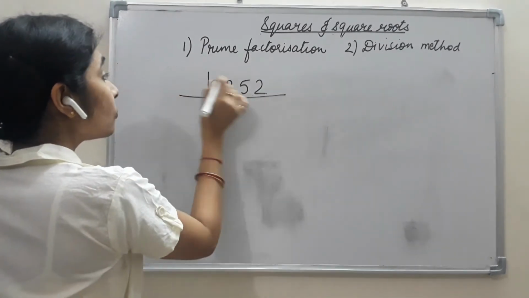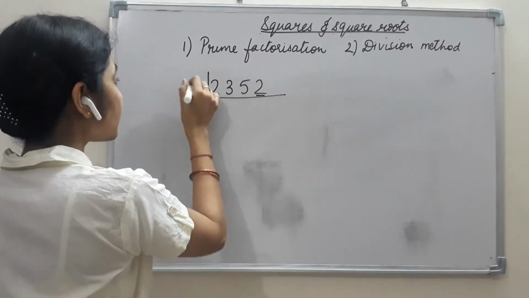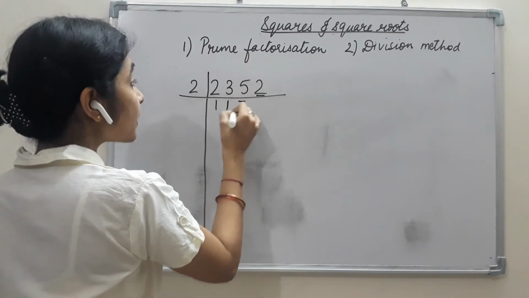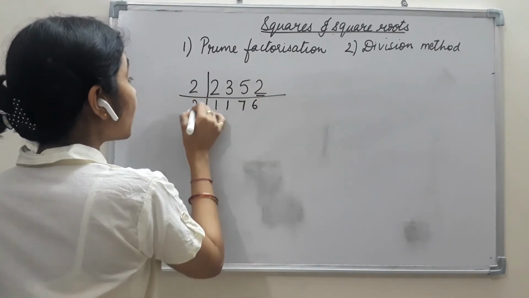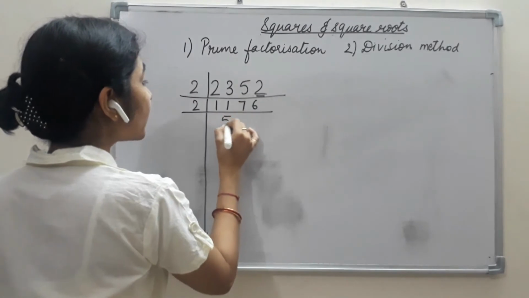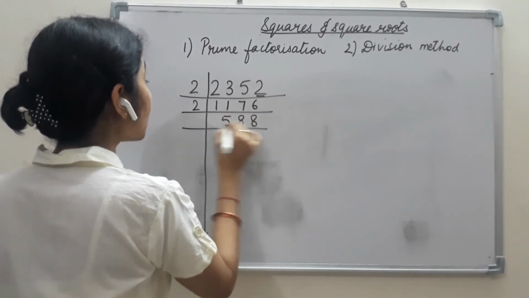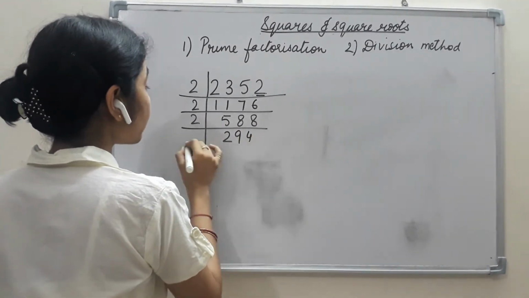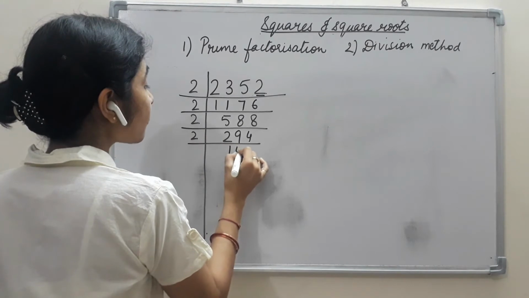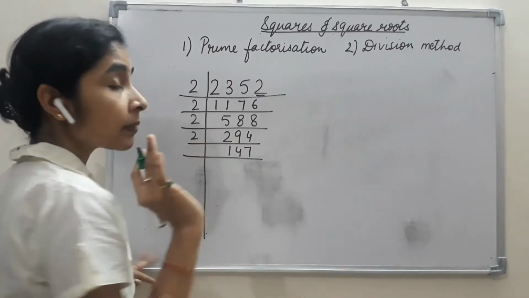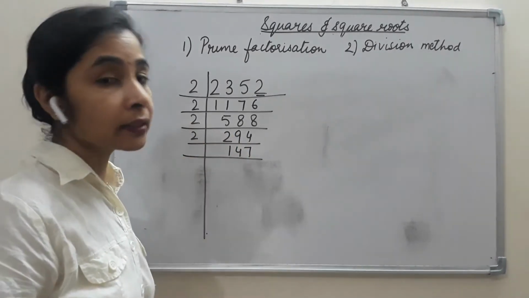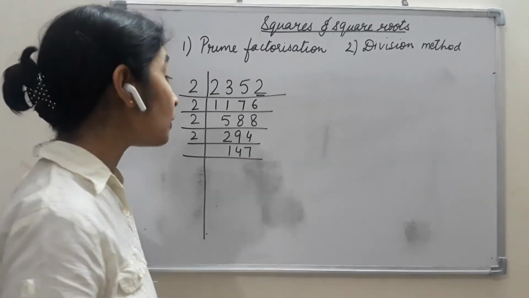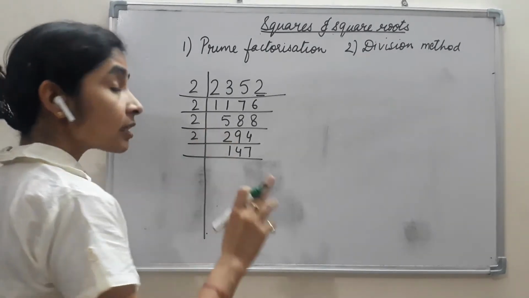The same thing. 2 is there at the end, which means it is divisible by 2. So 2 1s are 2, 2 7s are 14 and 2 6s are 12. Again dividing by 2, 2 5s are 10, 2 8s are 16, 2 8s are 16. 2 2s are 4, 9 and 4. Again by 2, 1s, 4s, 7s. Now we cannot divide it by 2 because we have an odd number at the end. So 1 plus 4 is 5 and 5 plus 7 is 12. So it is divisible by 3.